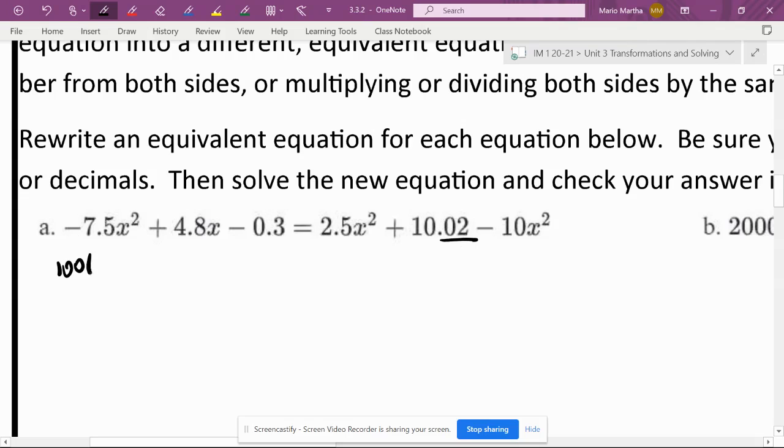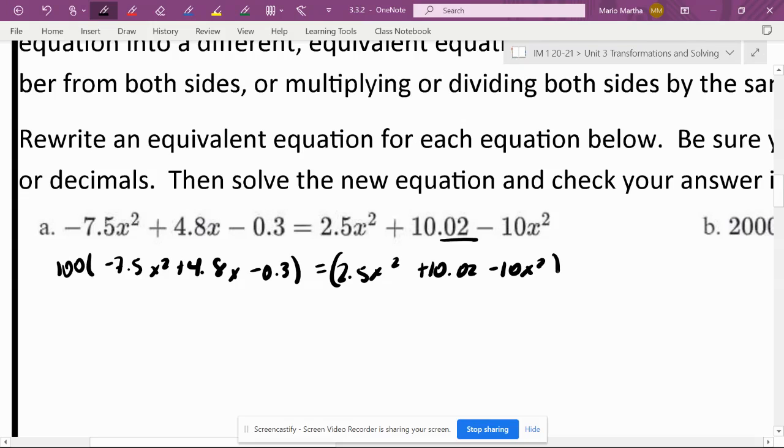So that's going to give us 100 times (negative 7.5x squared plus 4.8x minus 0.3) equals 100 times (2.5x squared plus 10.02 minus 10x squared). All right. So again, since this is in the 100s place we want to multiply everything by 100. So here we're going to have 100 times negative 7.5. So that's going to be negative 750x squared, and then the next one's going to be plus 480x minus 30.